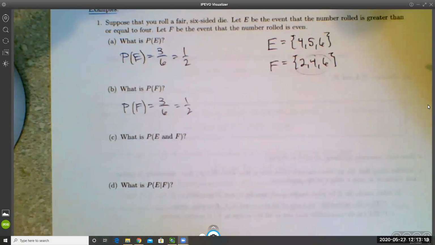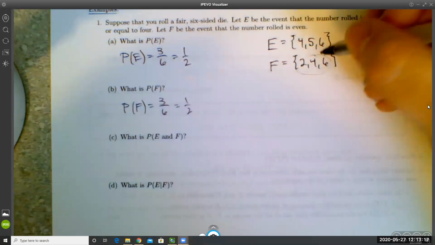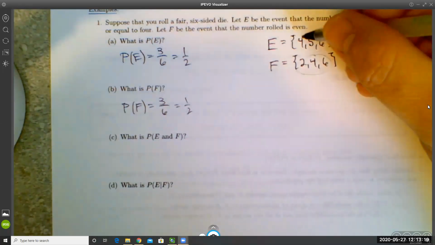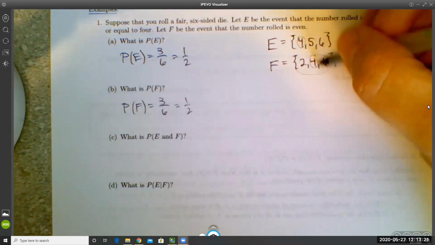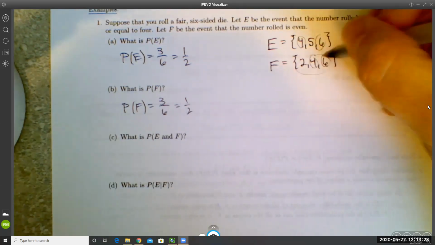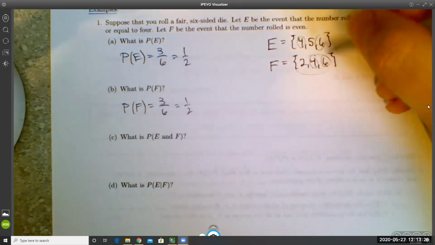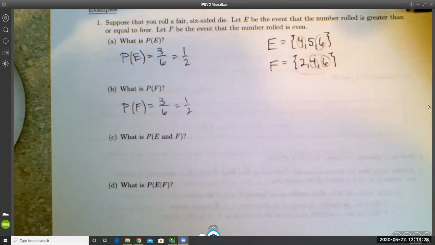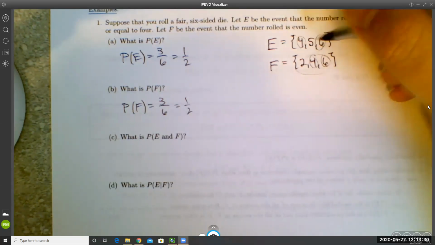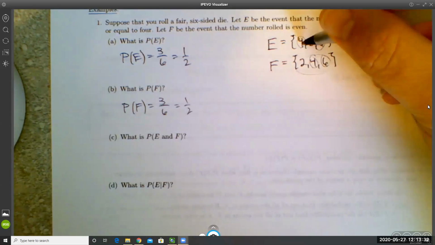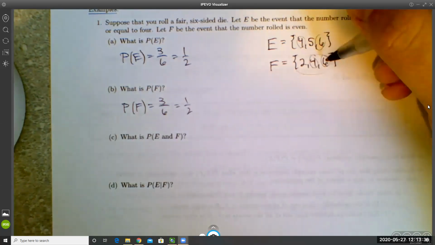Probability of E and F. Well, what do they have in common? They have 4s in common, they have 6s in common. So I think there are two ways that E and F could occur, and that is if you roll a 4 or you roll a 6, right? If you roll a 4, then E and F are both satisfied. If you roll a 6, then E and F are both satisfied.